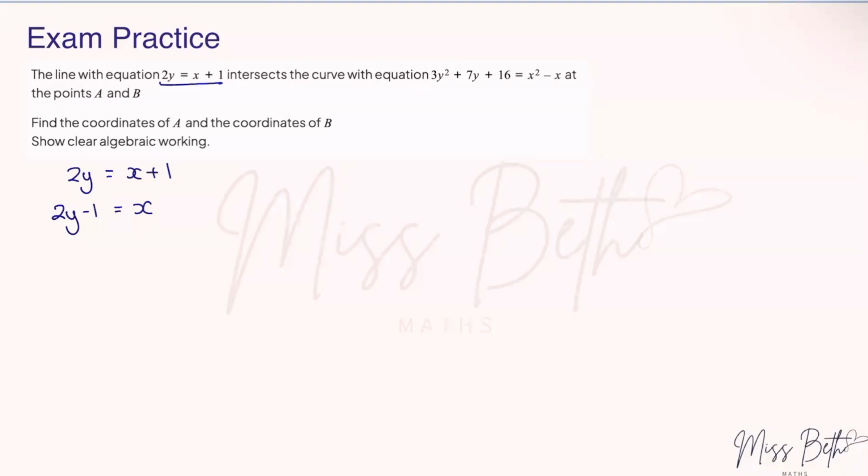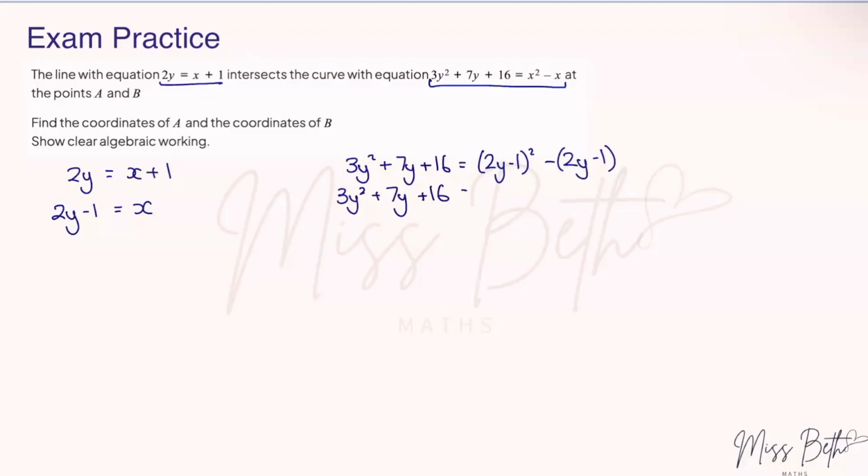And then I have something nice that I can substitute into this second equation so that all my variables are the same. So if I rewrite this out, I'd have 3y squared plus 7y plus 16, and that's going to be equal to 2y minus 1 all squared minus 2y minus 1. So we're going to expand and simplify again. Very similar to the last one, just slightly more complex in the algebraic skills. It's just more challenging. There's just more room for error.